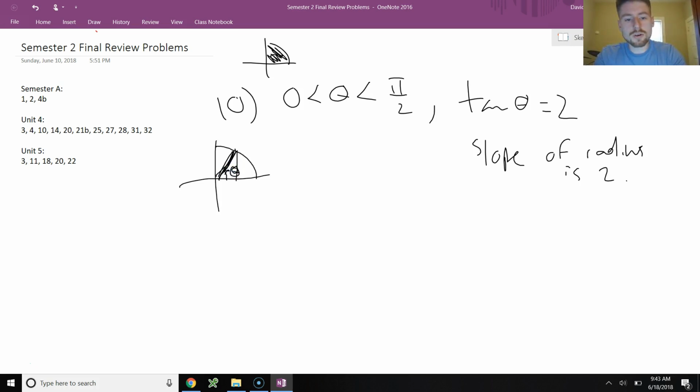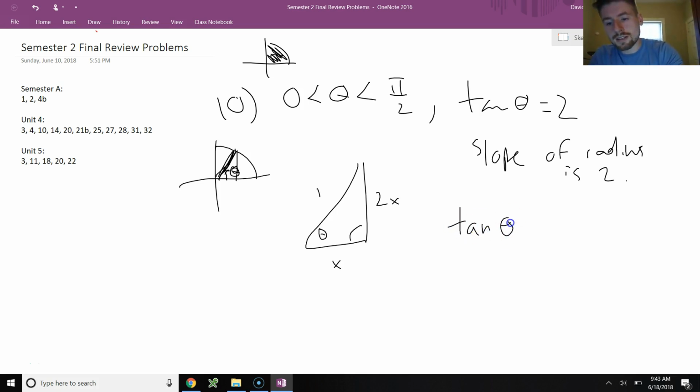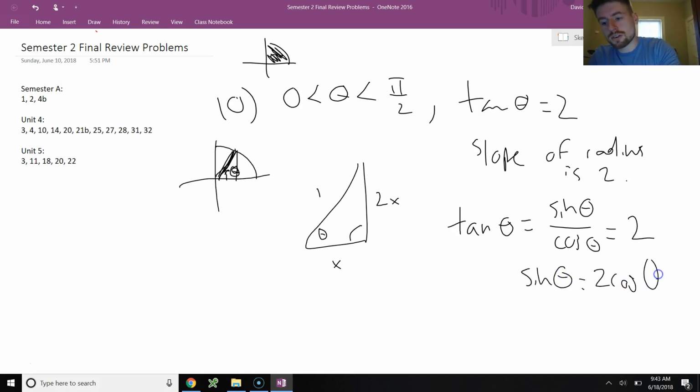Okay, so if I want to figure this out, you can look at this triangle here. Here's 1, here's theta, and I know the slope is equal to 2, so this is 2x over x, okay? So another way of thinking about this is tan of theta is equal to sine of theta over cosine of theta, and that's equal to 2, and so sine of theta is equal to 2 cosine theta. So either way you want to think about this will work.